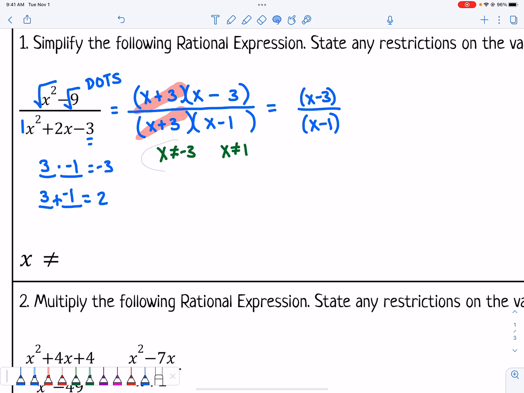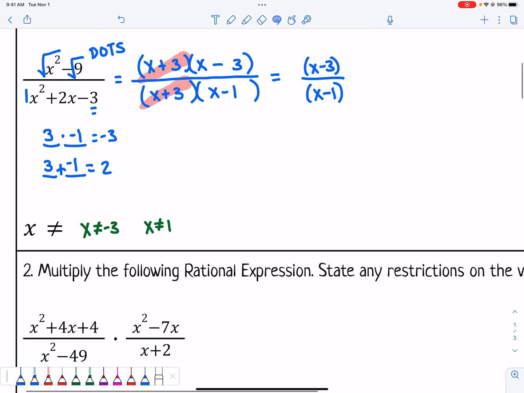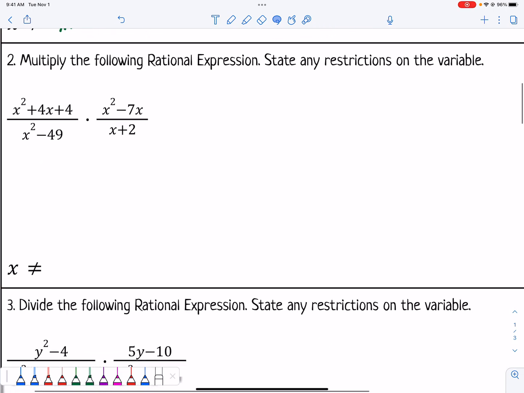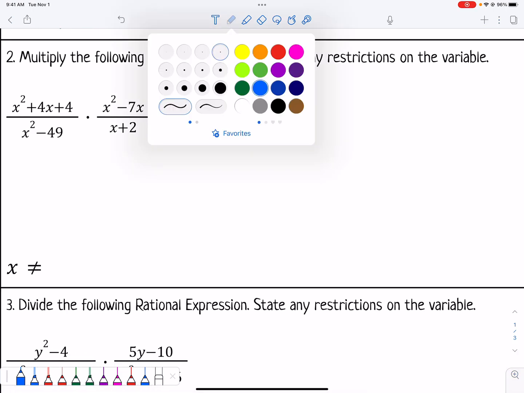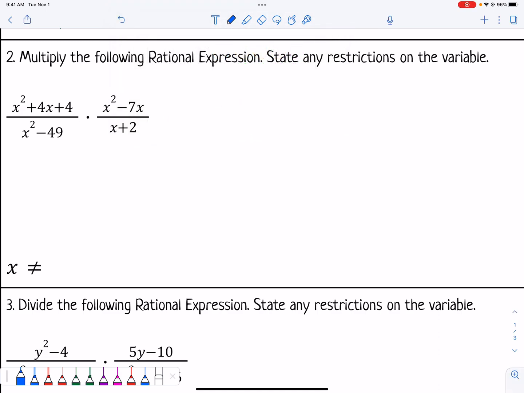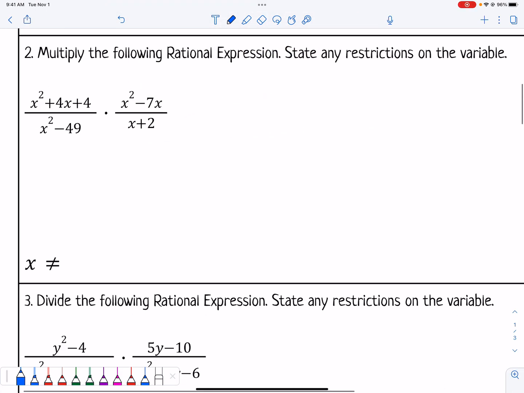And I had just put a place where you could put these restricted values right down here. But as long as you have them stated, it's just to help you remember not to forget about them. All right, number 2 says to multiply the following rational expression and state any restrictions on the variable.